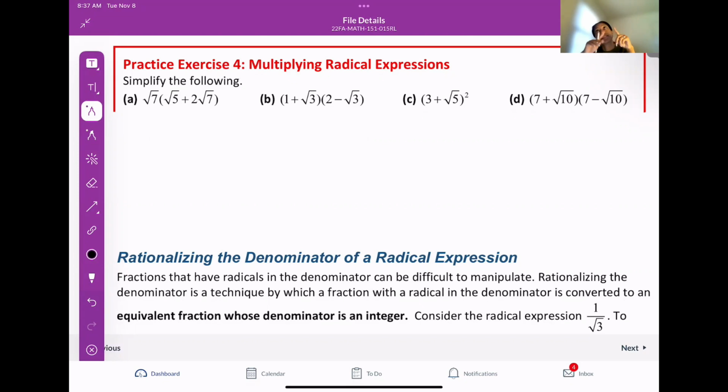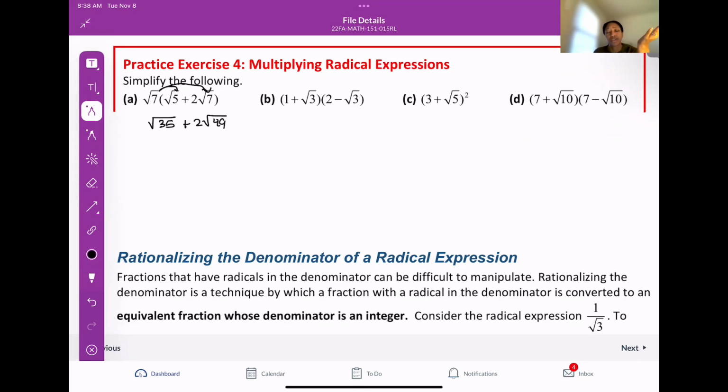You'll notice that some of the techniques that we saw when we were multiplying rational expressions back in chapter 5, the rules that we learned there still work here for radical expressions. All right, first thing, we multiply the square root of 7 times the square root of 5 plus the square root of 7 times 2 square root of 7. This gives us the square root of 35 plus 2 square root of 7 times square root of 7 would be the square root of 49.